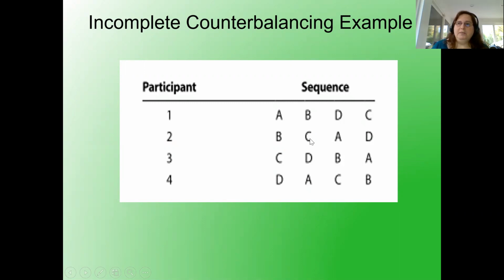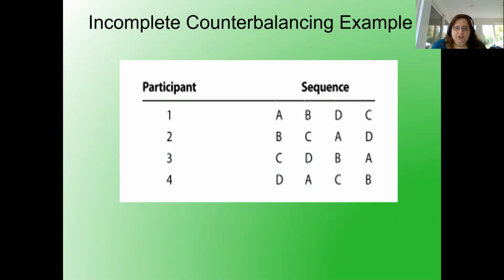Here it's preceded by C and followed by D. Here it's preceded by D and followed by C. And if you went through and checked all of the criteria, you would see that this actually works. Okay. So what's the potential disadvantage of incomplete counterbalancing?